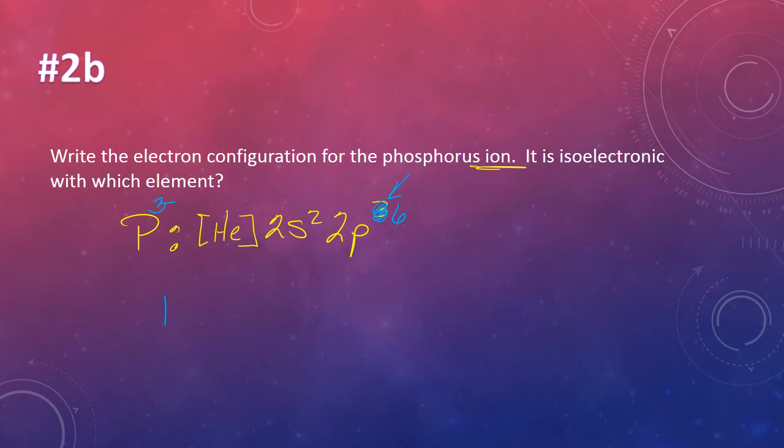So the electron configuration, if I wanted the full thing for the phosphorus ion, would be what's above. But who has this electron configuration? Our old friend neon. So the phosphorus ion is isoelectronic with which element? Yay! Yep, you got it. It's neon.